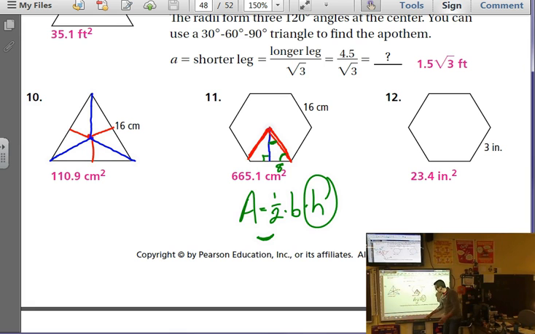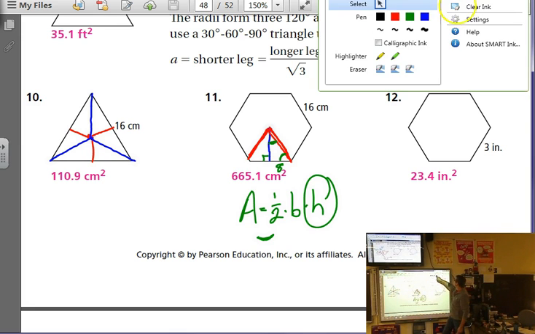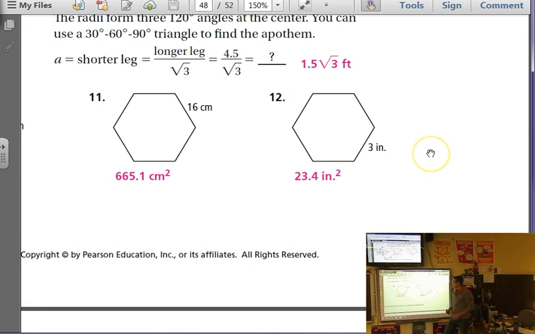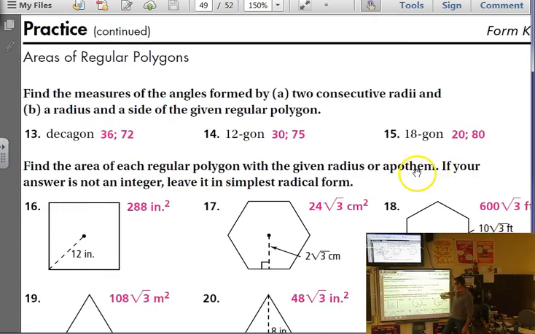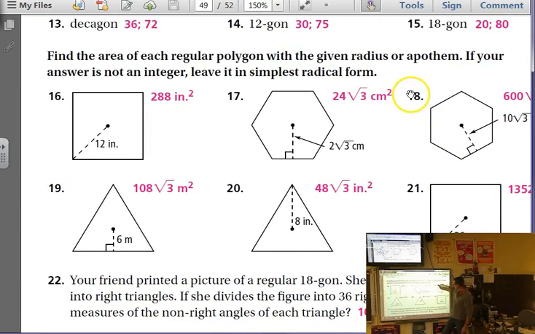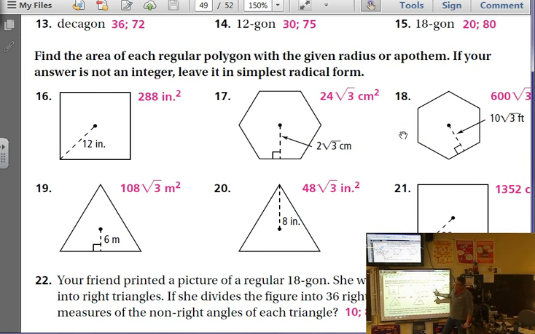But if we go to a problem like 12, it's still a hexagon. Do we have any that aren't hexagons? Let's find a pentagon or something. They made it easy on me. Yeah. I chose the easier homework.